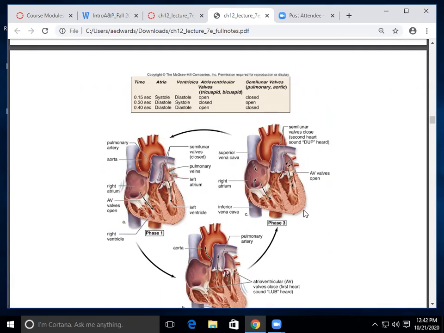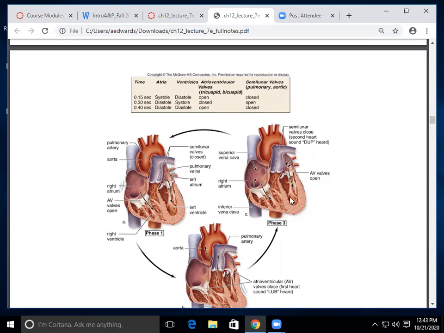Here's an illustration. Phase one, atrial systole, lasts about 0.15 seconds. Remember, the atrioventricular valves are open, semilunar valves are closed. Ventricular systole lasts about 0.3 seconds. Atrioventricular valves are closed, semilunar valves are open. And atrial and ventricular diastole lasts about 0.4 seconds. So atrioventricular valves are open again, semilunar valves are closed.